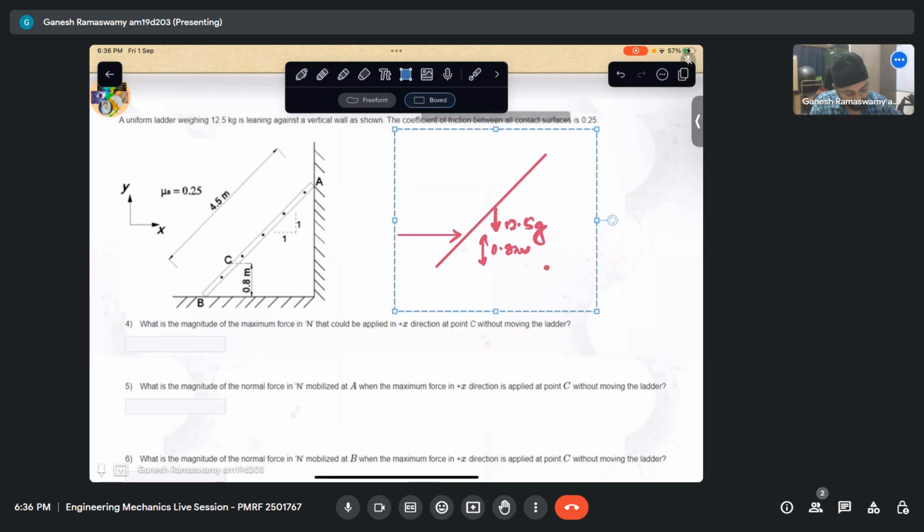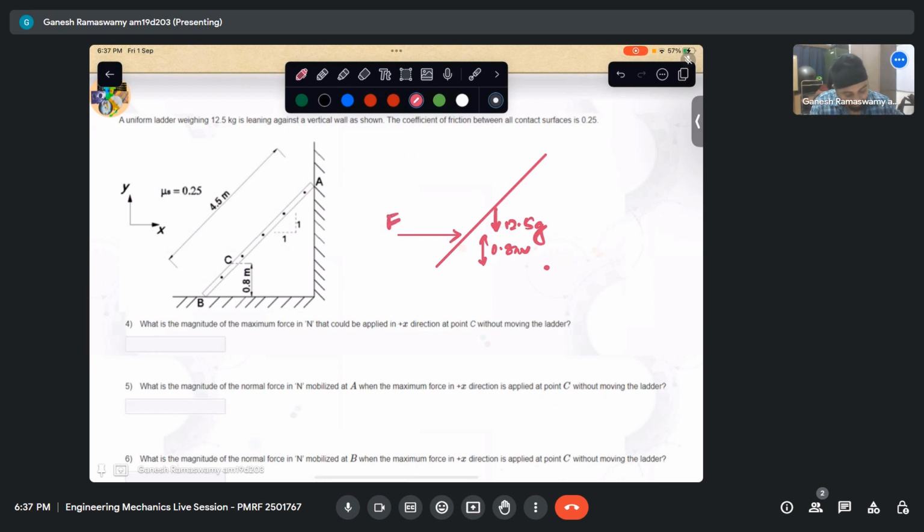Now the most important thing in analyzing friction problems is drawing of the free body diagram with the correct direction of friction. Once that is done, rest is simply an exercise of doing sigma fx, sigma fy, and sigma m equal to 0 to calculate all the other components of forces. So it all depends only on how you draw the free body diagram, whether it is capturing the physics of the problem correctly with respect to the direction of friction or not.